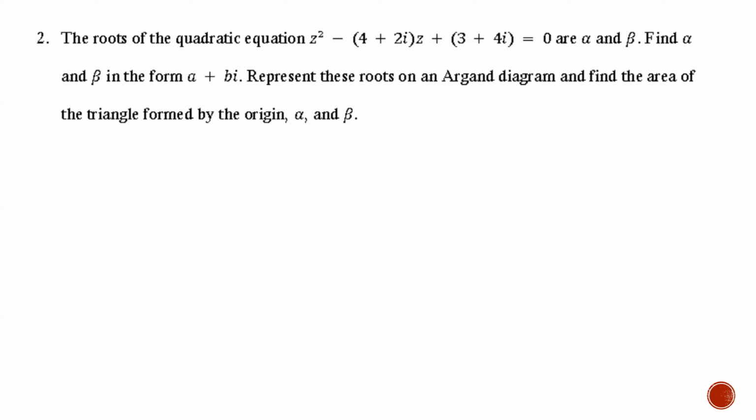Okay, so we are going to do question 2 now. Question two reads: the roots of the quadratic equation z squared minus (4 plus 2i) times z plus 3 plus 4i is equal to 0 are alpha and beta. Find alpha and beta in the form a plus bi and represent these roots on an Argand diagram. Find the area of the triangle formed by the origin, alpha and beta.